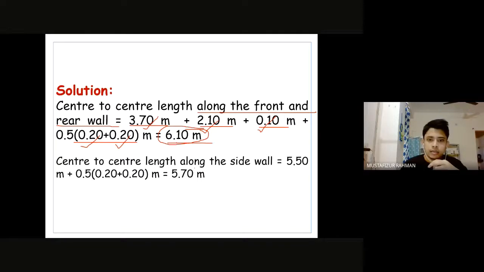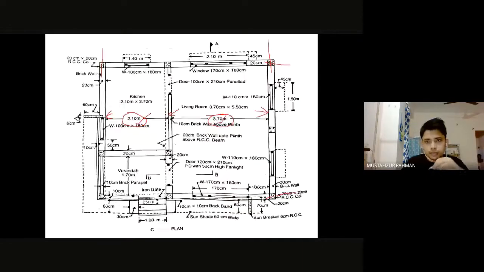Similarly, in the side wall direction, it is easier, no complications. This is 3.7 meter by 5.5 meter. So this direction, it is 5.5 meter, obviously. So 5.5 meter plus half of 20 centimeter and half of 20 centimeter, we get the center to center distance along the side wall direction.